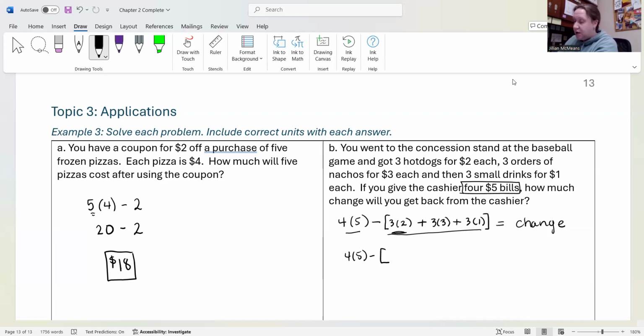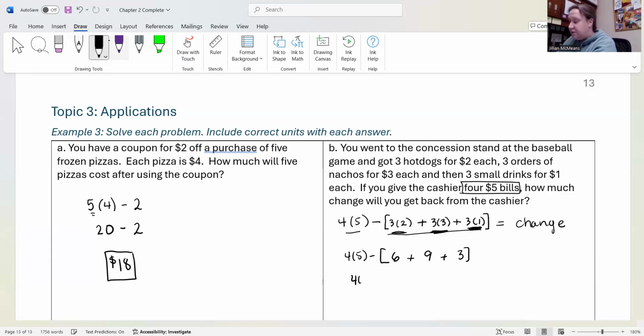That's the cost of the hot dog. So 3 times 2 is 6. I'm then going to do 3 times 3, the cost of the nachos. So 3 times 3 is 9. And then finally, 3 times 1 is 3. That's the cost of the drinks. Okay? And if I add up everything in these square brackets here, that's how much we spent.